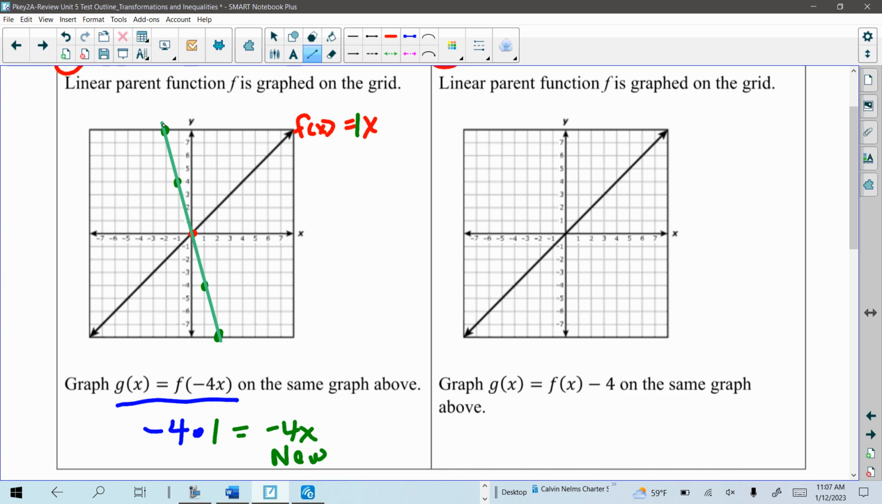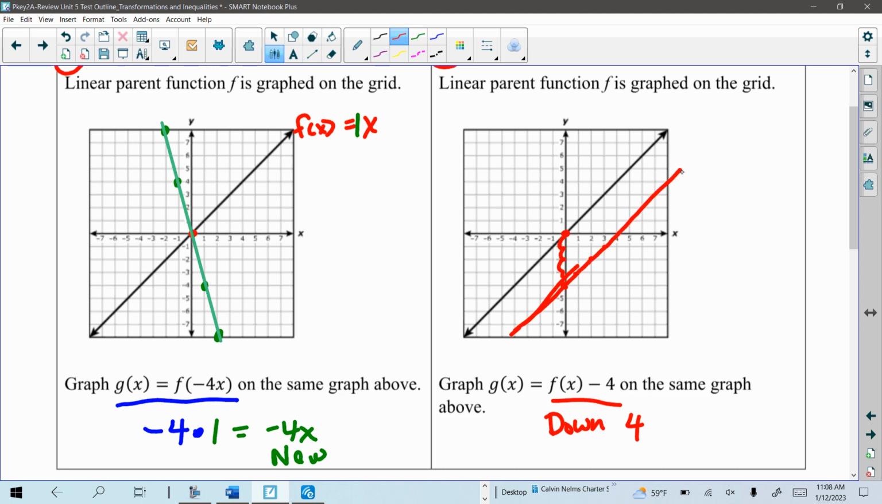Okay, remember I said I want you to try to graph it. If you work smarter, not harder, if you know this rule means down 4, then all I have to do is take this and move it down 4 units. 1, 2, 3, 4. And your line is staying the same. It's still a slope of 1. Oops, that's crooked. I'm sorry. The line should be parallel. Whenever you shift up or down, left or right, the slope stays the same. The only time it changes is when you multiply.